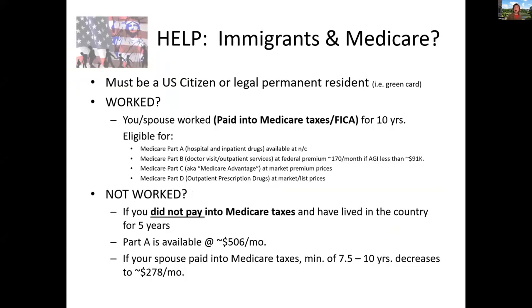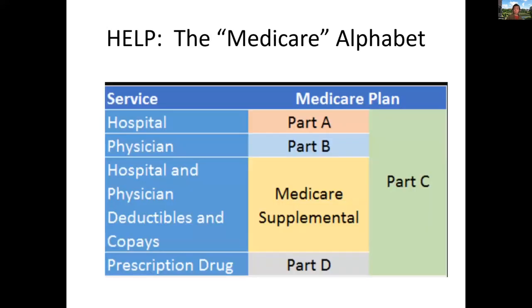So at every presentation I've been to on healthcare, I'm always asked questions about how can immigrants get healthcare, Medicare. So I've tried my best to answer that, and I'll include that in the package for people who want to explore that. There are some avenues out there, but they're few and far between. Basically, in a nutshell, you need to be a US citizen or a legal permanent resident on a green card.